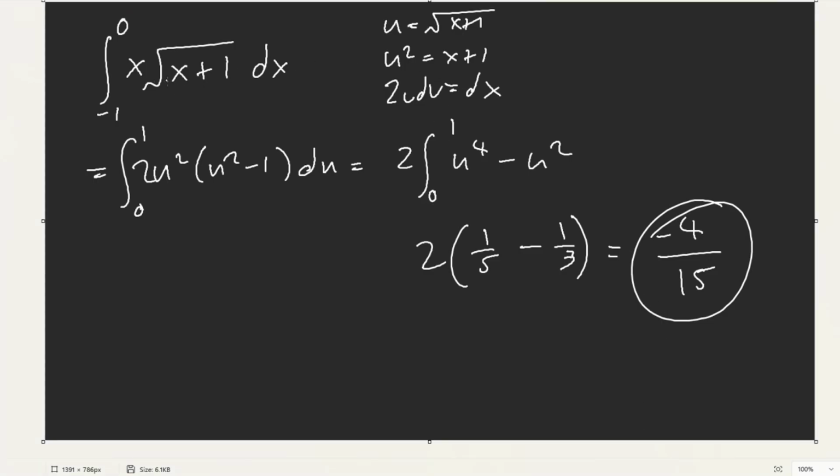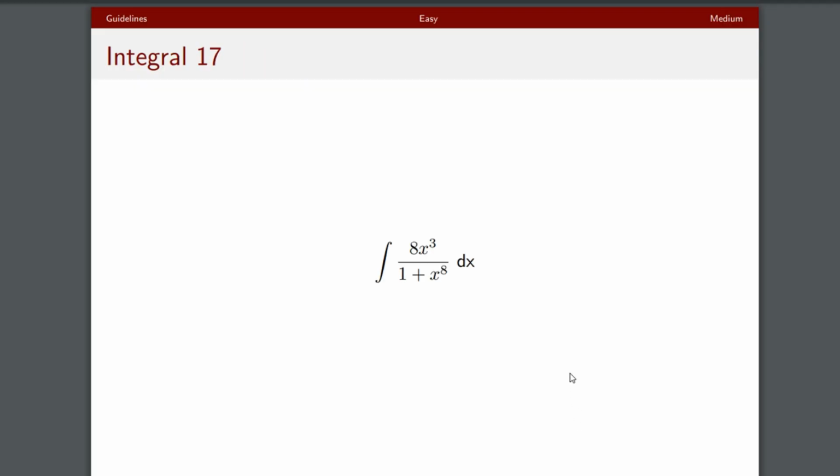Yeah, so things like this, it's faster to let u equal the square root with it, so that you don't have to deal with fractional exponents when you do the power rule. Okay? It's just mentally faster.